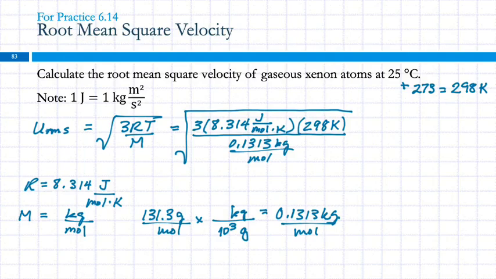So if we look at the units here, the moles are going to cancel out, and the Kelvins are going to cancel out, but the joules and the kilograms do not cancel out. And so we can do the math here. 3 times 8.314 times 298 divided by 0.1313 is 56,608 joules per kilogram. The square root of that.